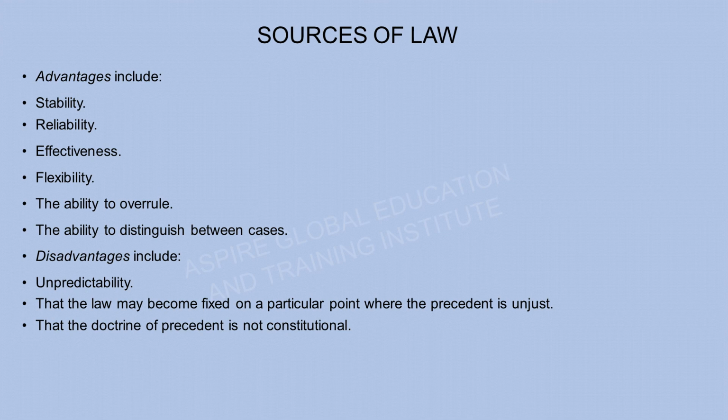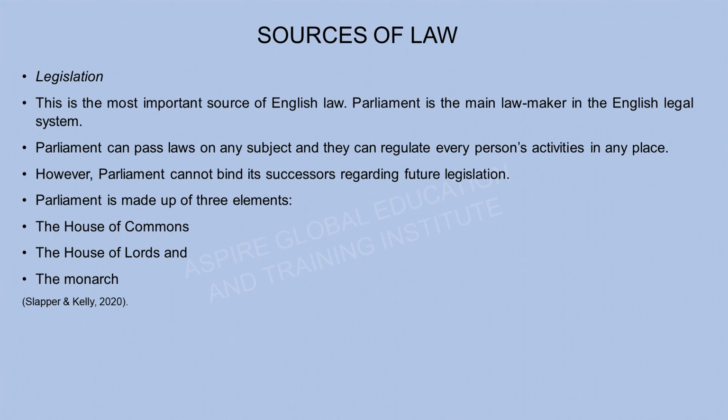Let's have a quick look at legislation. Now this is the most important source of English law. Parliament is the main lawmaker in the English legal system. Parliament is made up of 3 elements: the House of Commons, which has 650 members who are directly elected; the House of Lords, which has 800 unelected members; and the monarch.